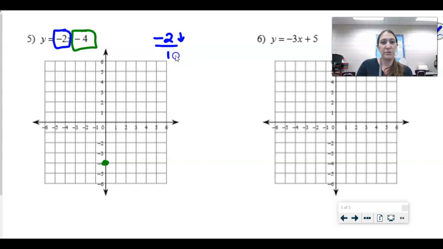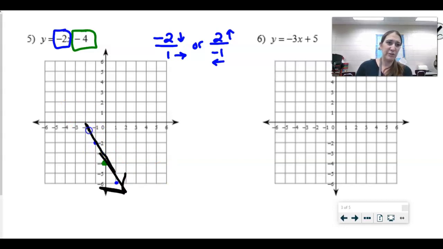So we can either move down 2 and right 1, or if you decided to put the negative with the 1, that would be moving up 2 and then left 1. But either way, watch what happens. So down 2, right 1, or up 2, left 1. You're going to get that same linear relationship.